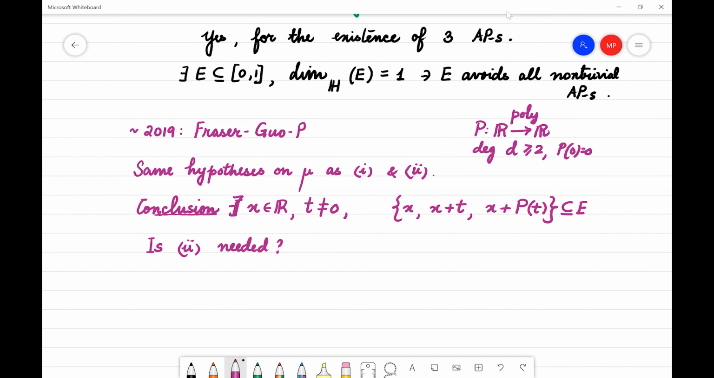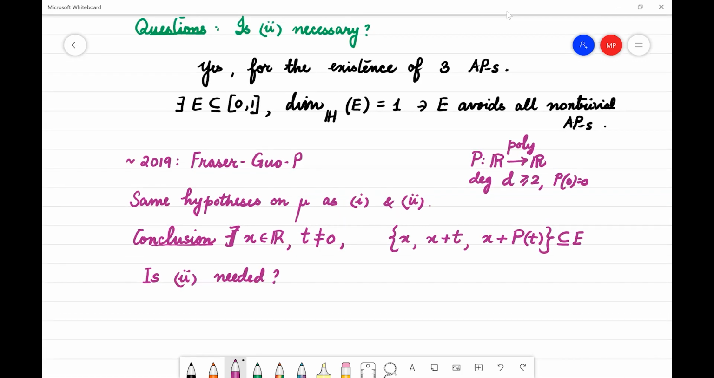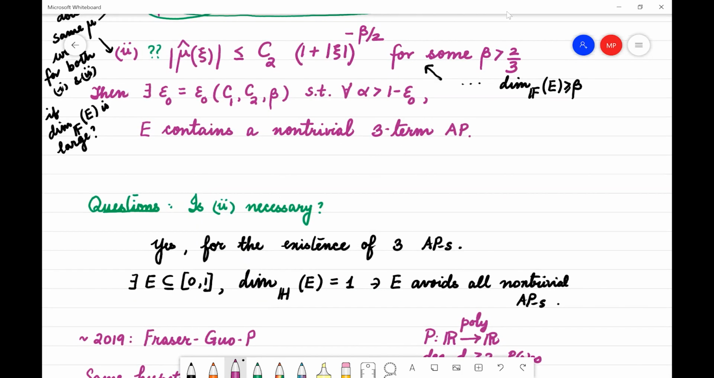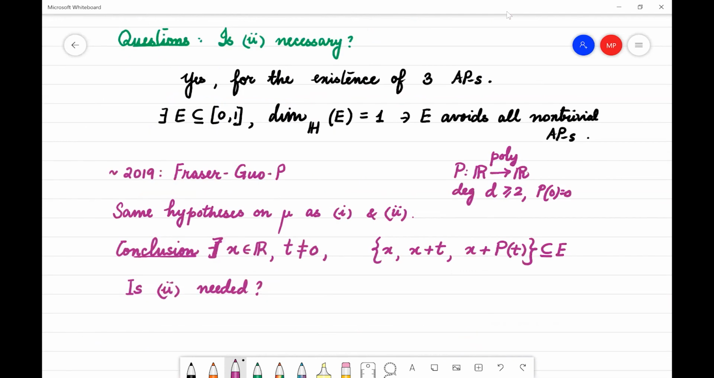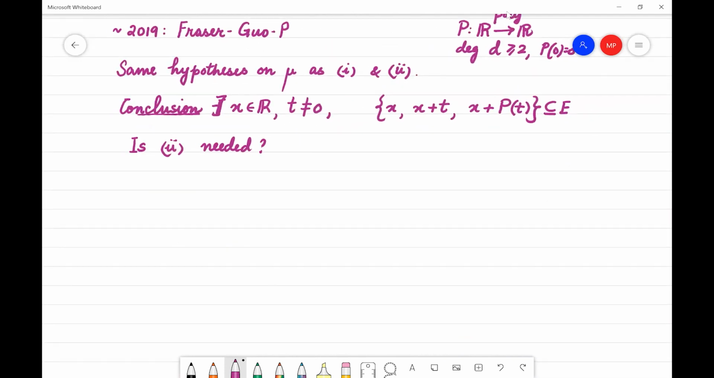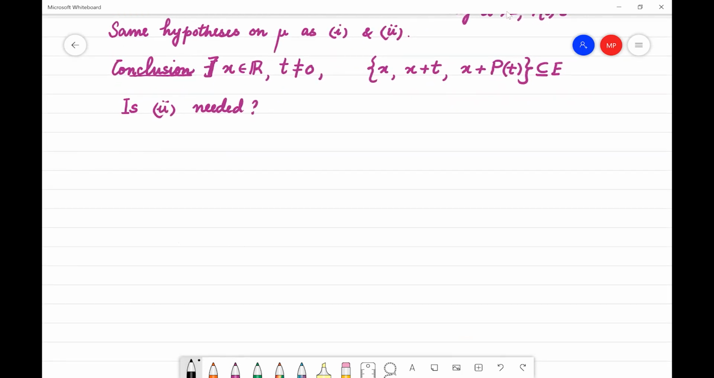So maybe I should tell you where in the proof conditions like 1 and 2 show up, and that will give you a better appreciation of what kind of role these two criteria play in the proofs. And this is important in its own right. So where is 2 needed?